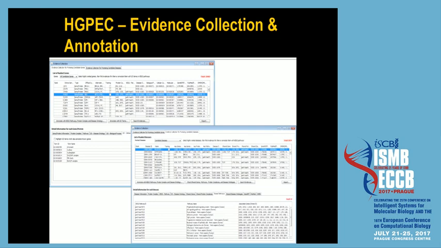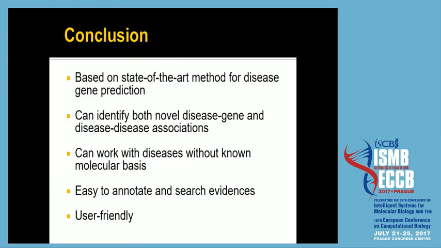The novel association can be supported with annotation from ontology, from KEGG, and also protein complexes. And the novel association can be supported with event collection from PubMed or OMIM or some other databases. Okay, that's all about HGPEC.